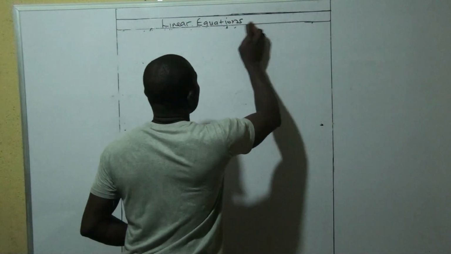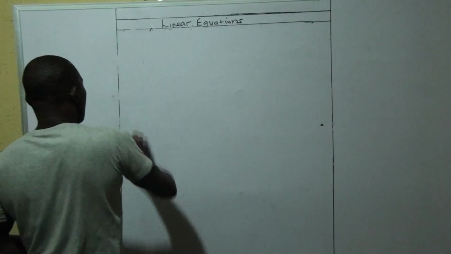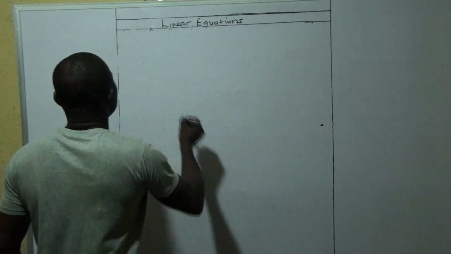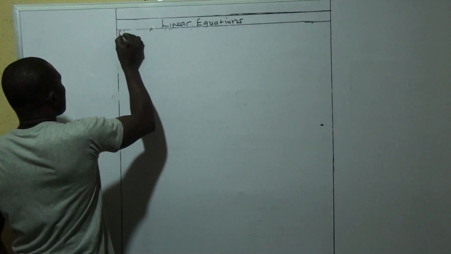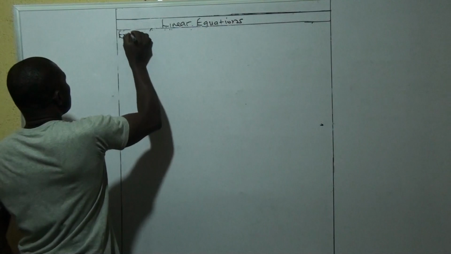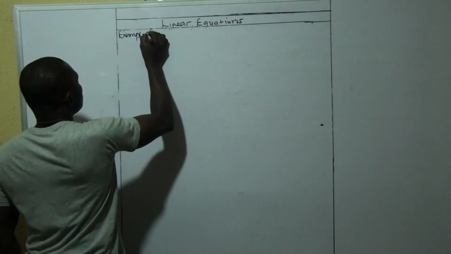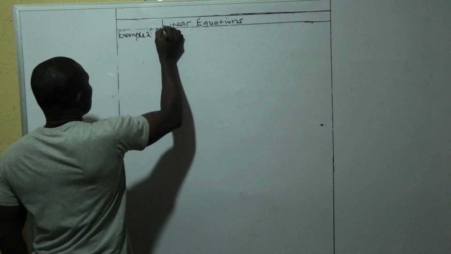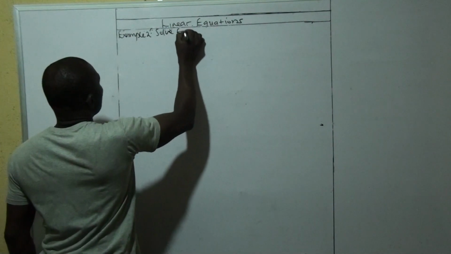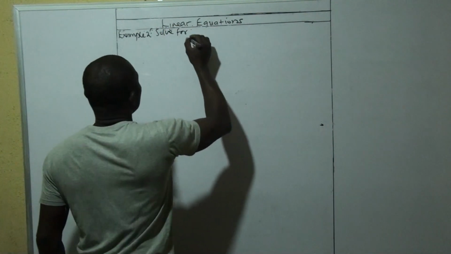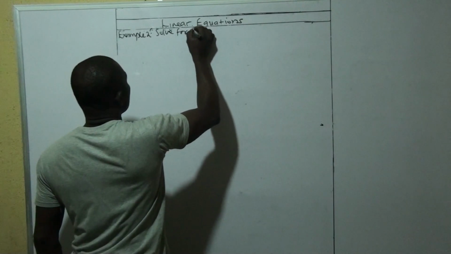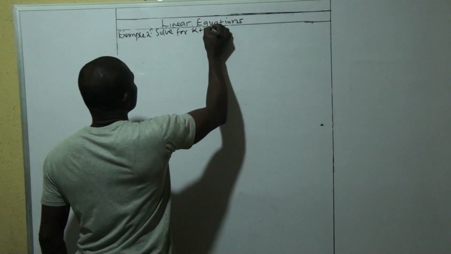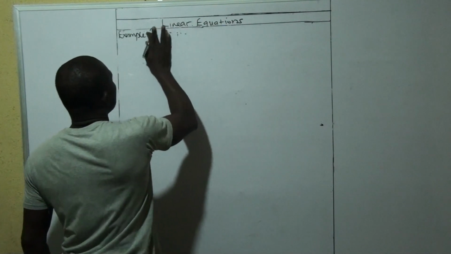Okay, now let's look at one more example before we look at other forms of linear equation. So let's look at another equation, example 2. Example 2, solve for k plus 1. Okay, let me do it like this.